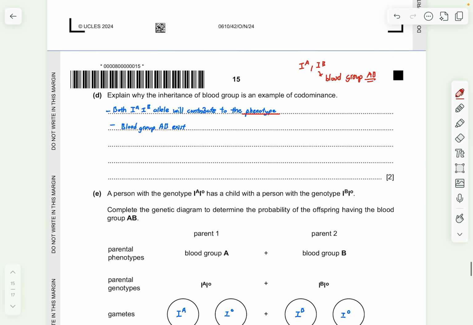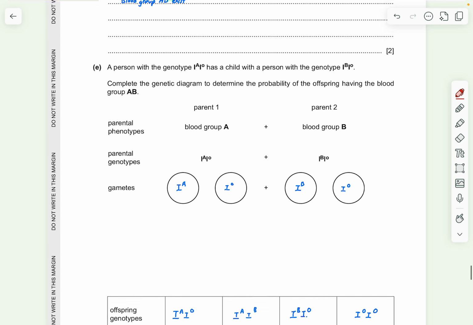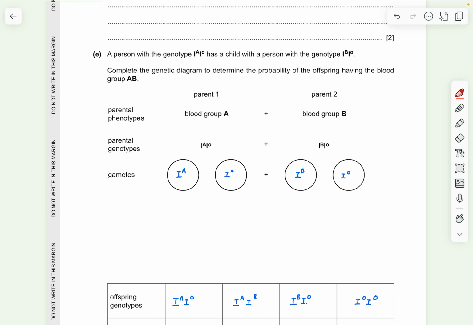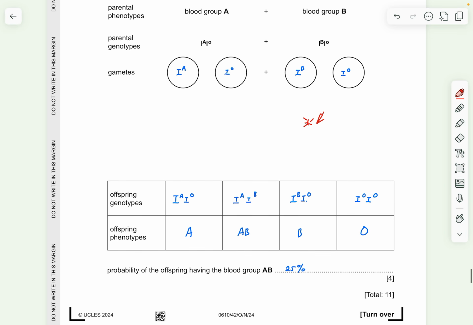Okay. So part E, a person with the genotype IAIO has a child with a person with a genotype IBIO. So complete this genetic diagram and determine the probability. So you can see that parent 1 is blood group A. So just cross and do the Punnett square. Showing your working here will be very helpful. And you can see as a result, genotype is always the genetic makeup, so you must write in this form. Phenotype, you can write what kind of blood group it is. Is it blood group A? Is it blood group AB?